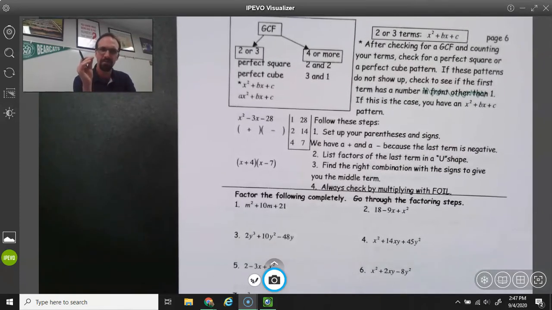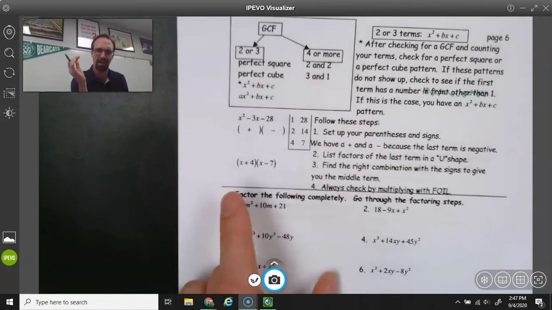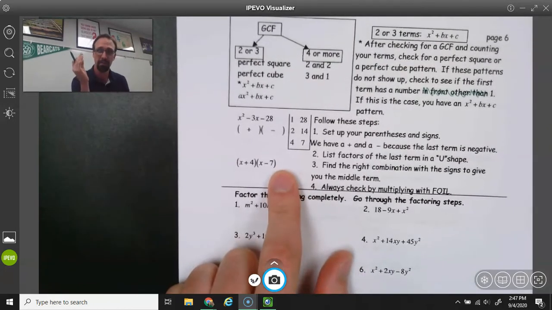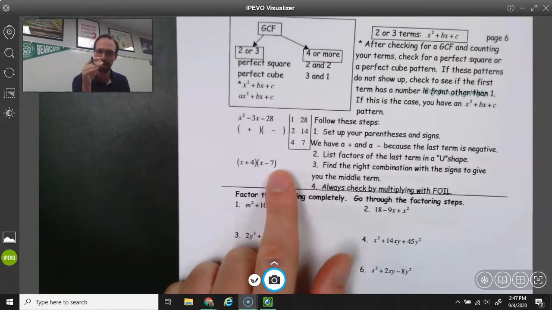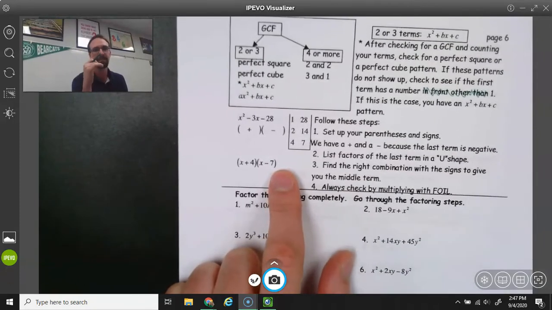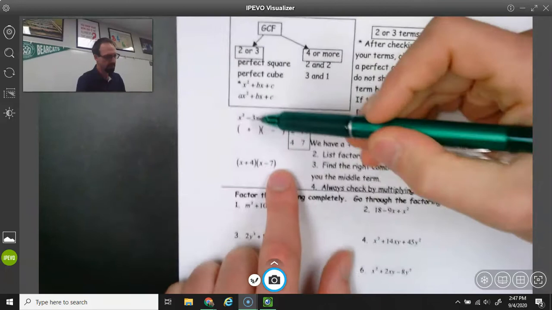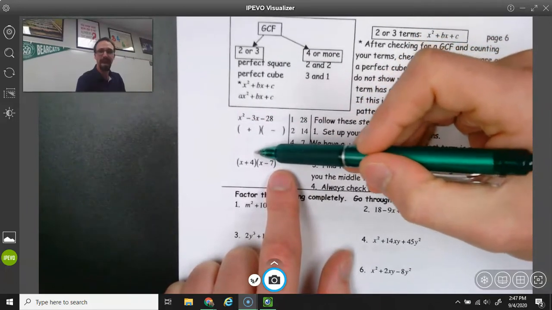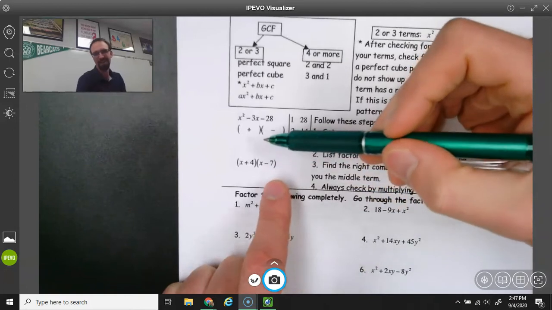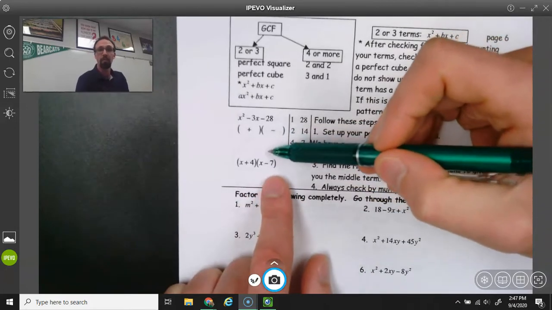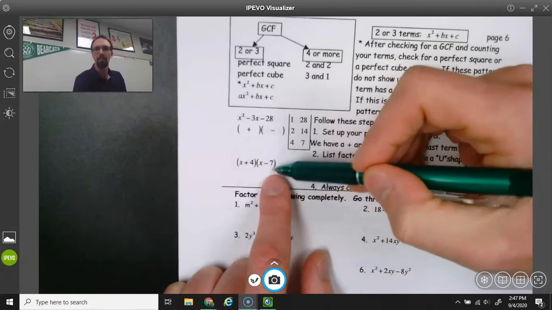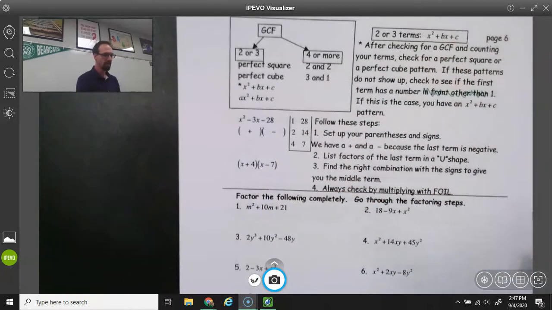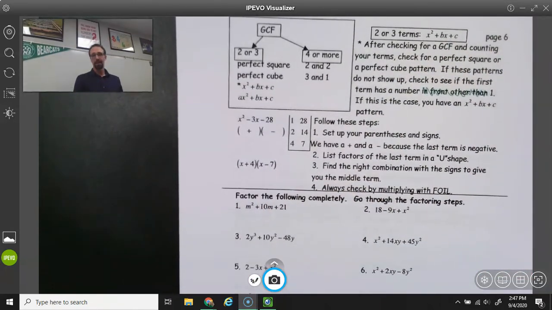Negative 3x, excuse me. And so the way that I look at that is, if I'm going to take 7 from 4, then 7 needs to be negative, and 4 needs to be positive. Because this is negative here, the greater magnitude number, the one furthest from 0, needs to be negative. And then you can check this by multiplying it, foiling it, or using the table method. We talked about that as well. So whichever one you feel more comfortable with.